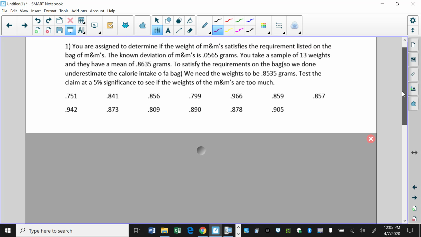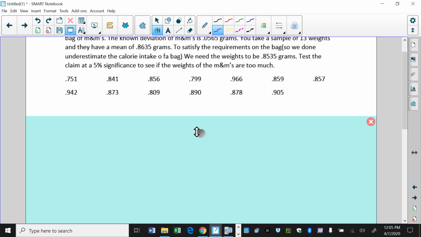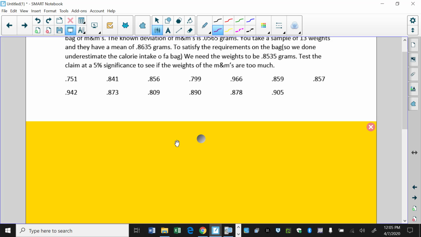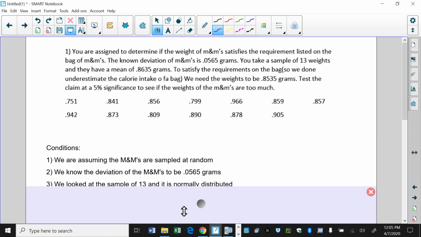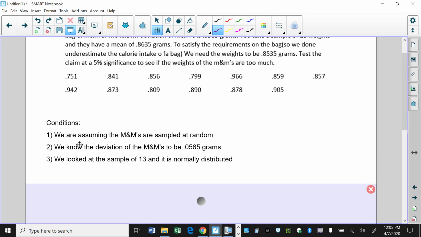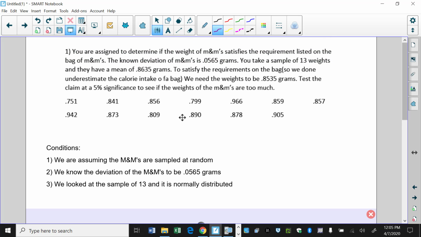So let's run through our conditions first, because right now what we did is we took a sample. We took a sample of 13 M&Ms, and we're assuming we sampled the M&Ms at random. We know, because the candy company told us, that the deviation is 0.0565 grams. That's a standard deviation. And we looked at a sample of 13.